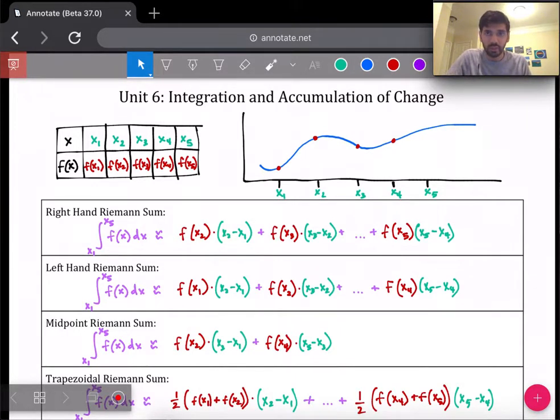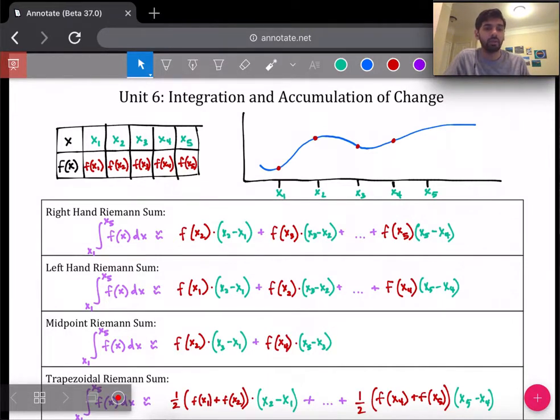So the first thing in Unit 6, we're talking about applications of integration. And the very basic application of integration is finding the area underneath the curve. To first understand what an integral is, we have to understand how to approximate that area. The first four sections here are talking about Riemann sums, approximating the area using rectangles or a trapezoid.